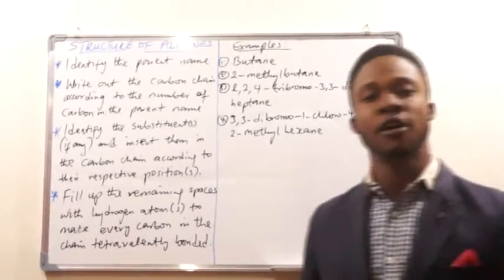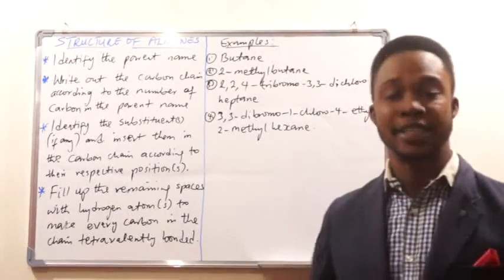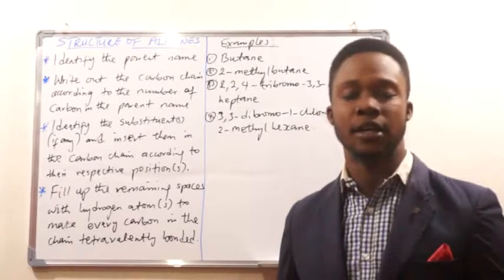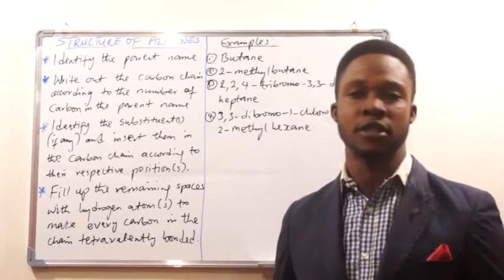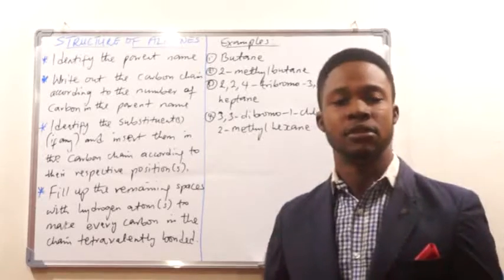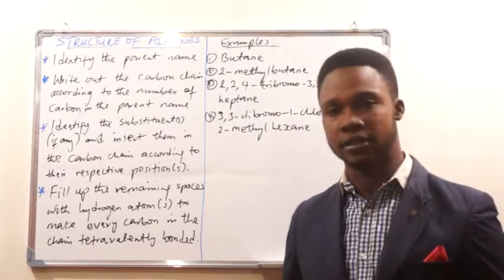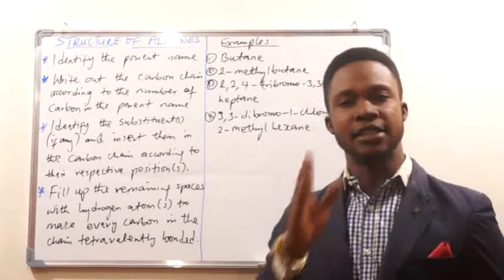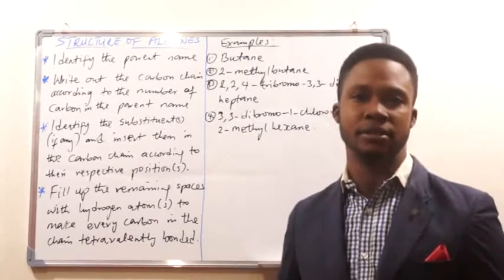To draw the structure of any alkane, it is very important to consider the parent's name of that particular alkane. You can get to know more about this in our previous video, where we identified the number of carbons and what they signify in an alkane. The name of the alkane must be looked at, and each segment of the name we must try to find out what they really mean.